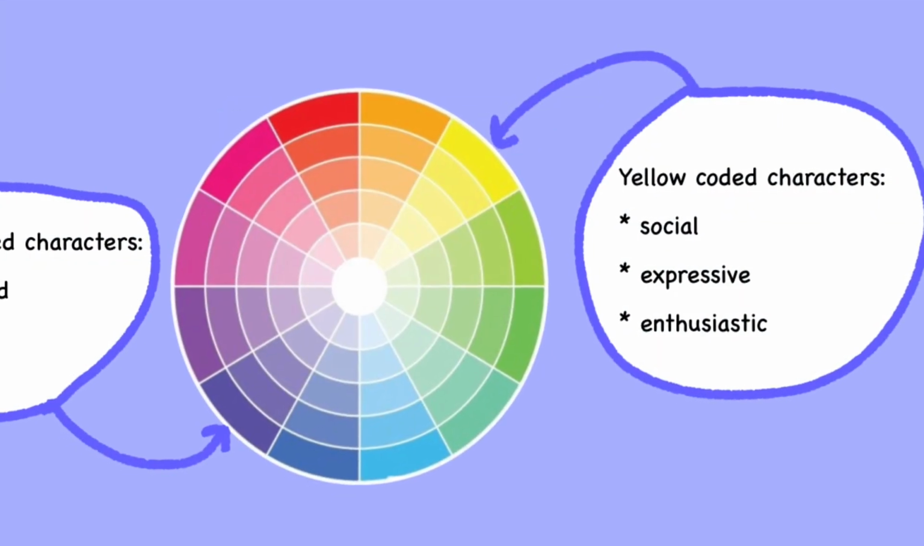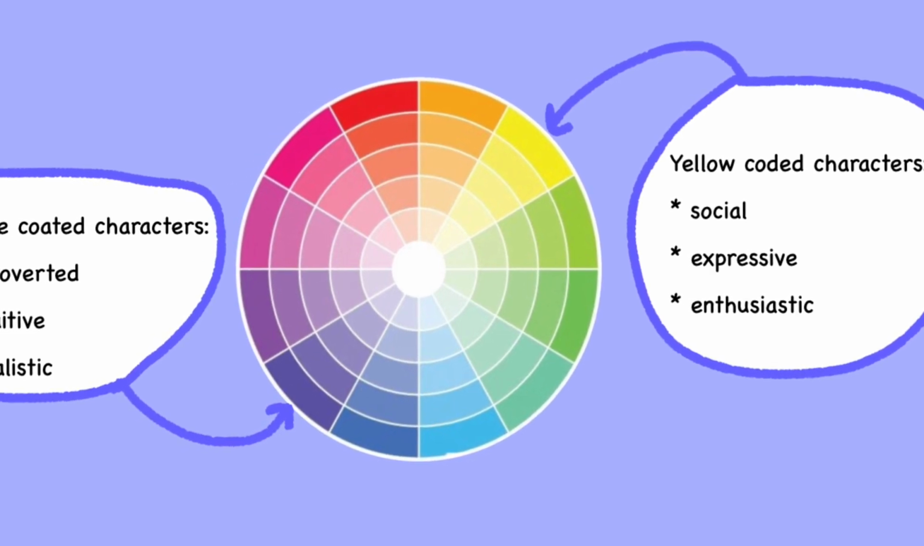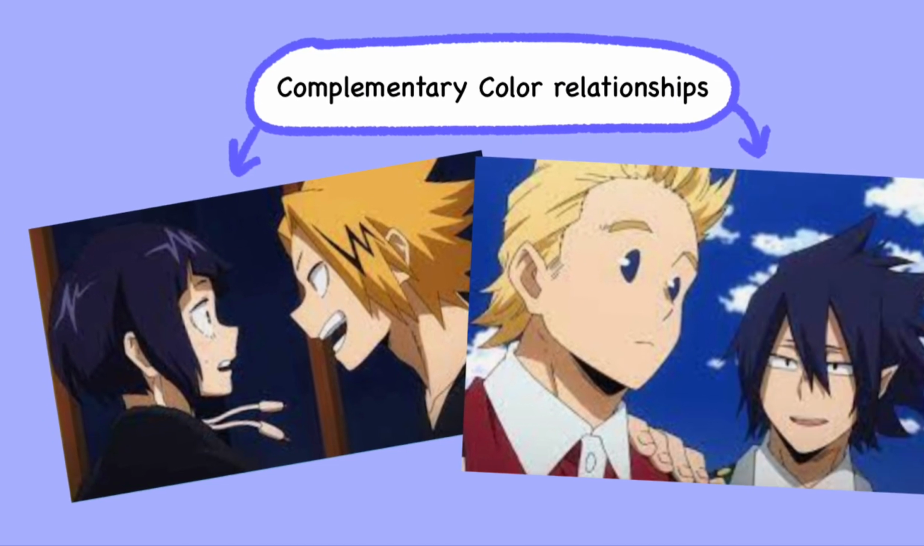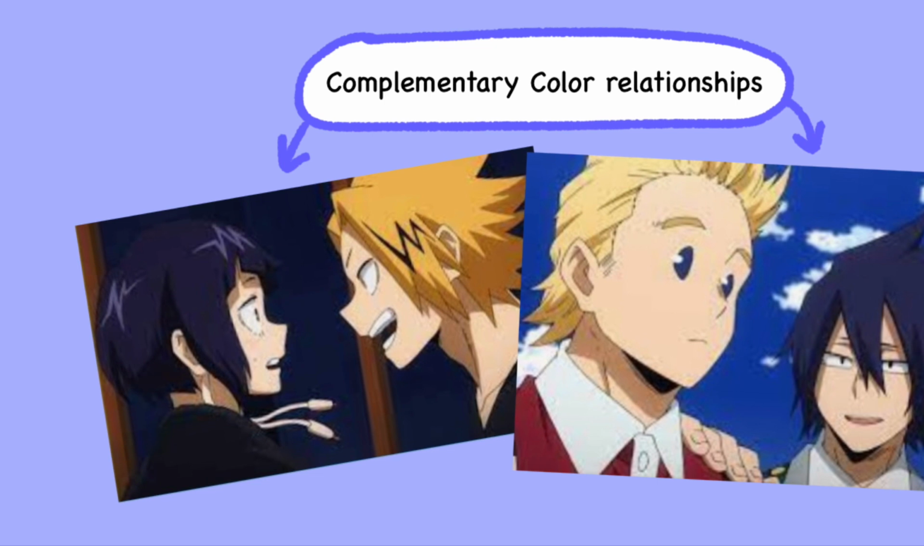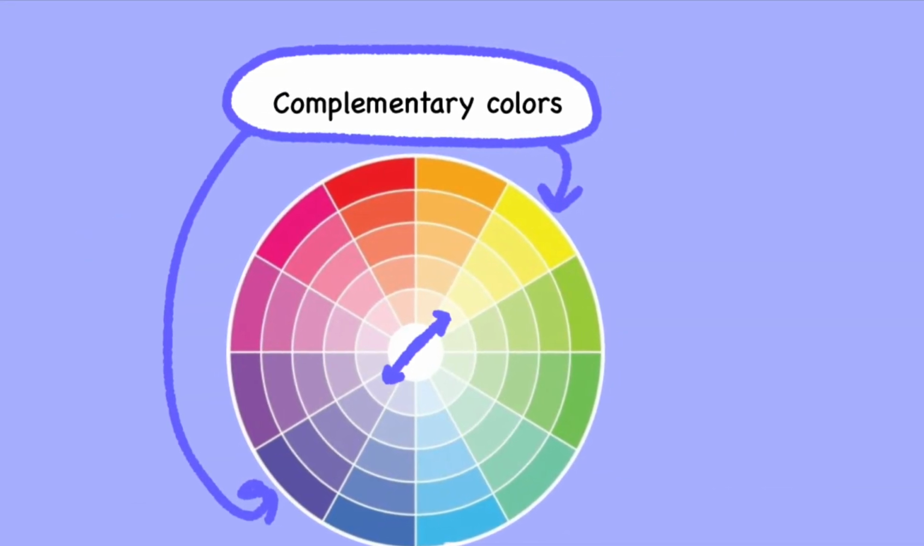I find it fascinating how you can tell so much about one character just by looking at their hair color, and how you can predict the relationship between two characters also based on their hair color and how those two colors relate to each other on the color wheel. And I myself want to use this color theory in my writing.